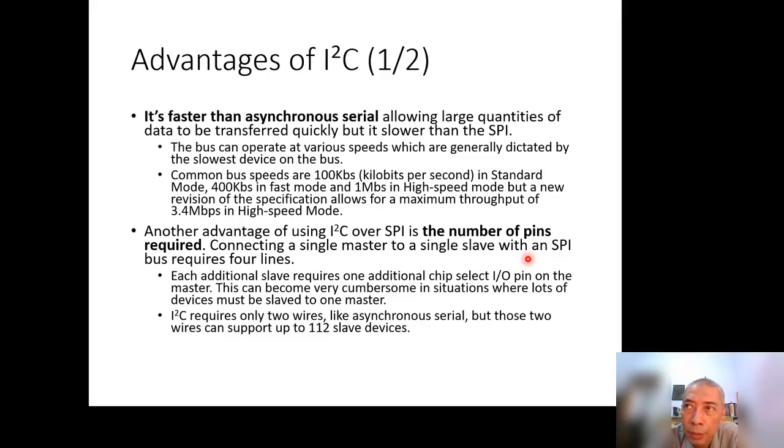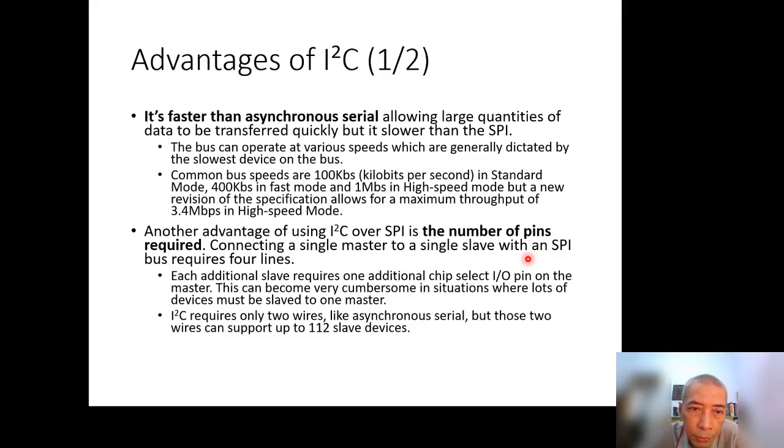So, if you want to make it fast, you have to change your device to the fastest one, because it is generally dictated by the slowest device on the bus. Common bus speeds are 100 kilobits per second, kbps, in standard mode, 400 kilobits per second in fast mode, and 1 megabit per second in high speed mode.